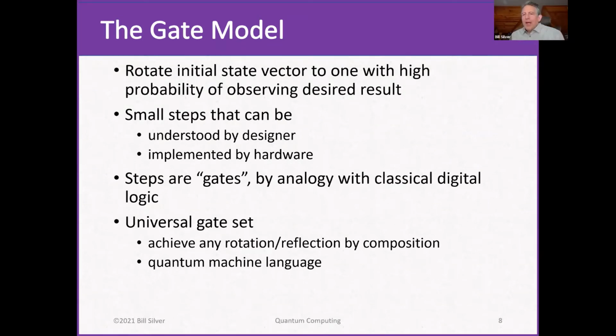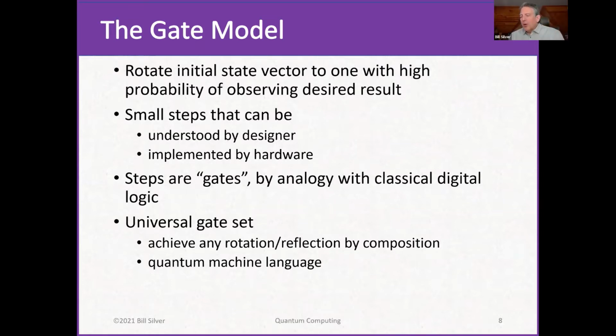We reviewed the gate model quantum computer, which is what this is all about. The idea is that we are going to take that initial state vector and simply rotate it. Everything that we can do to a state vector is a rotation or a reflection. So we're going to rotate that vector to one with a very high probability of observing the result that we want. But instead of rotating it as one big step, we're going to rotate it in small steps so that those steps can be understood and can be implemented in actual hardware. Those steps are called gates.